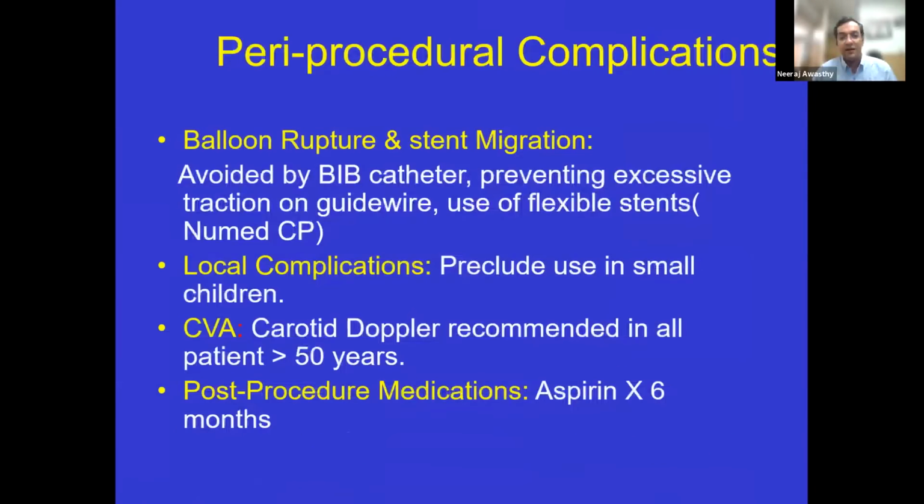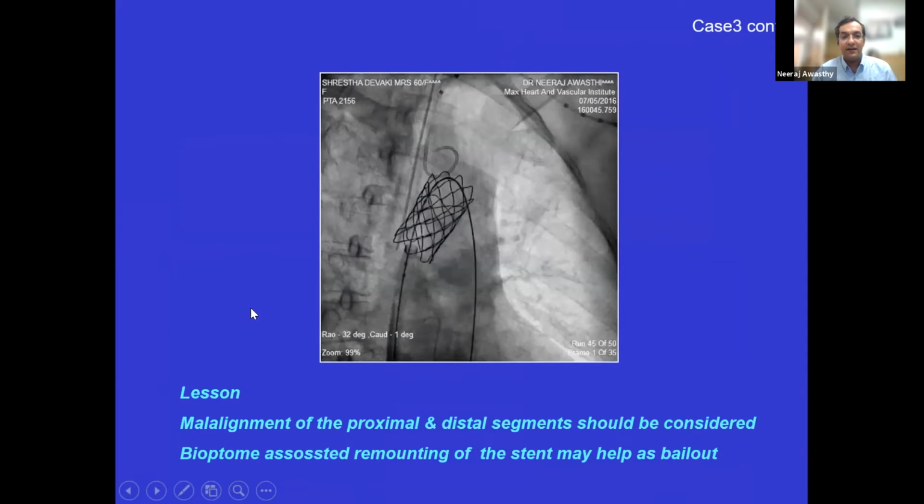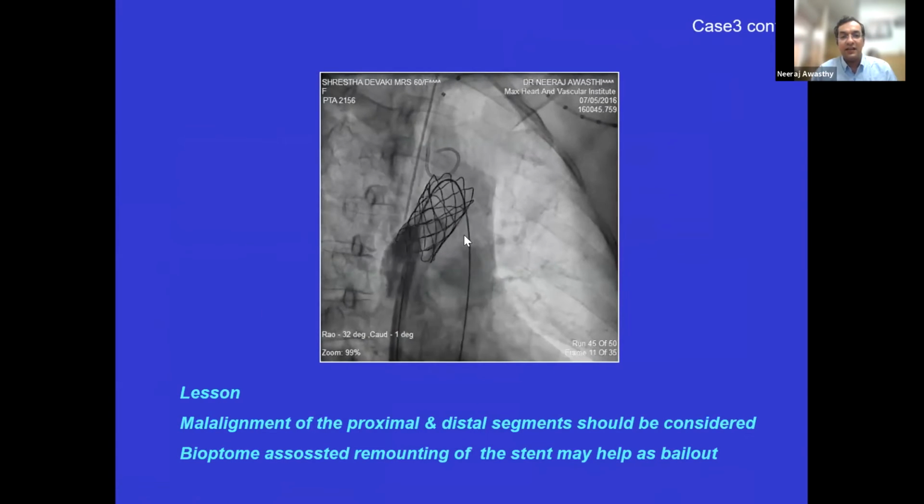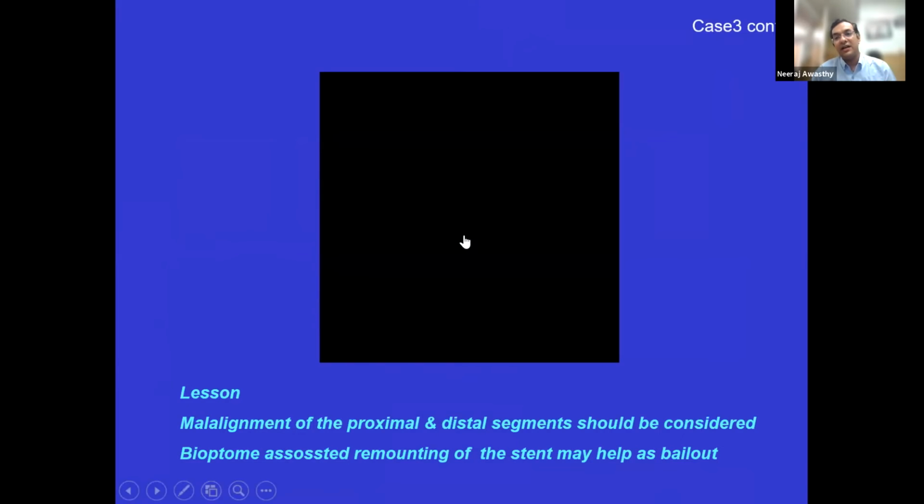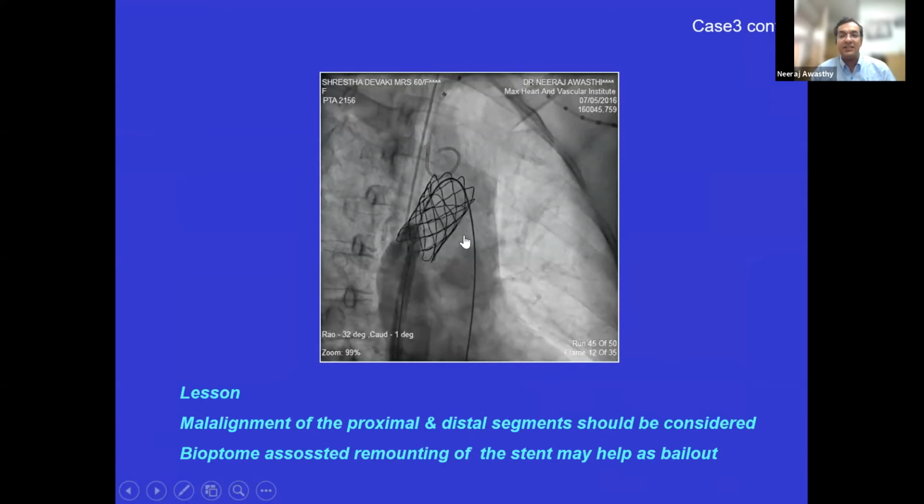And finally, this was the final angiogram showing it in appropriate position. So the concept of malalignment of the proximal and distal segments is equally important whenever planning a stent. It was a discrete coarc to begin with, and we thought it was an easy go with a single deployment. We fairly took a longer stent.